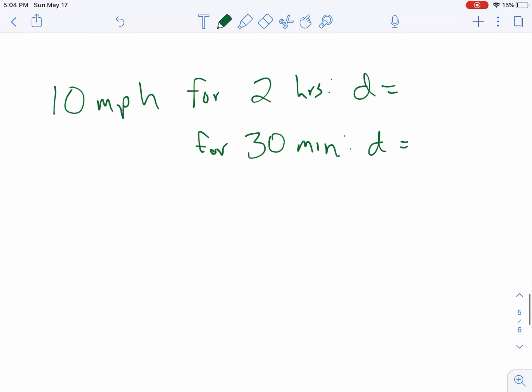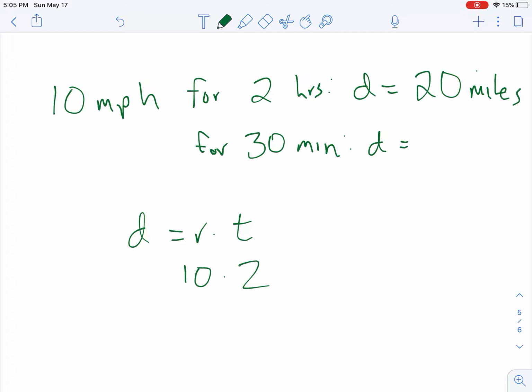So let's say we're going 10 miles an hour and we are traveling for 2 hours. So distance equals rate times time. So 10 miles an hour times 2. So we would be going 20 miles.